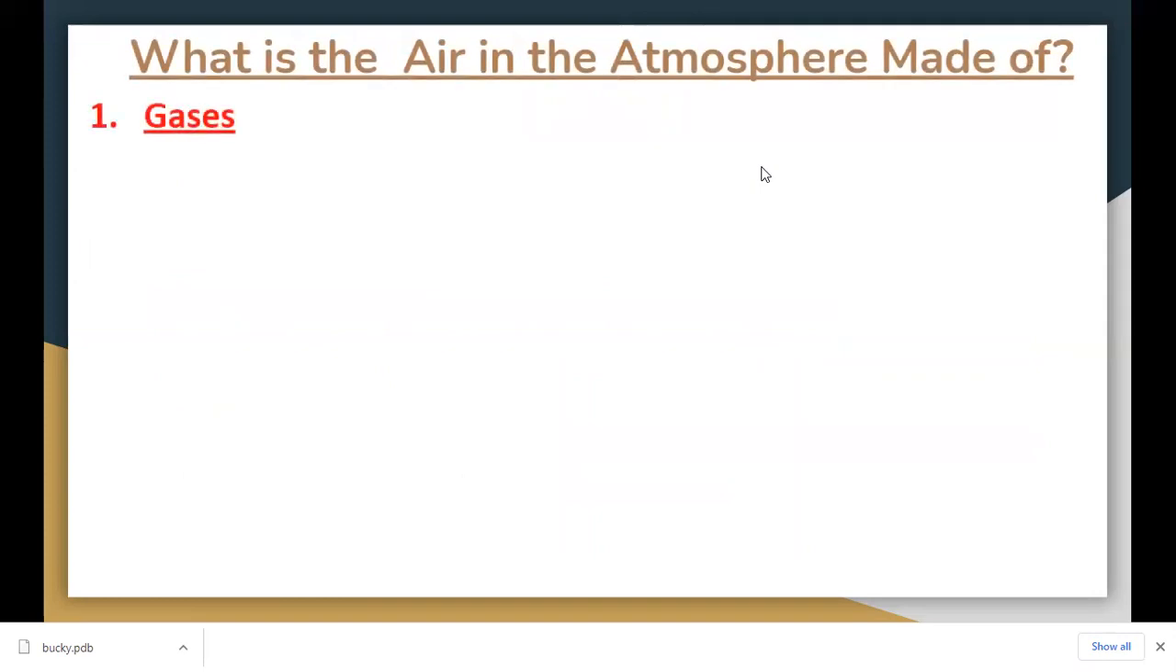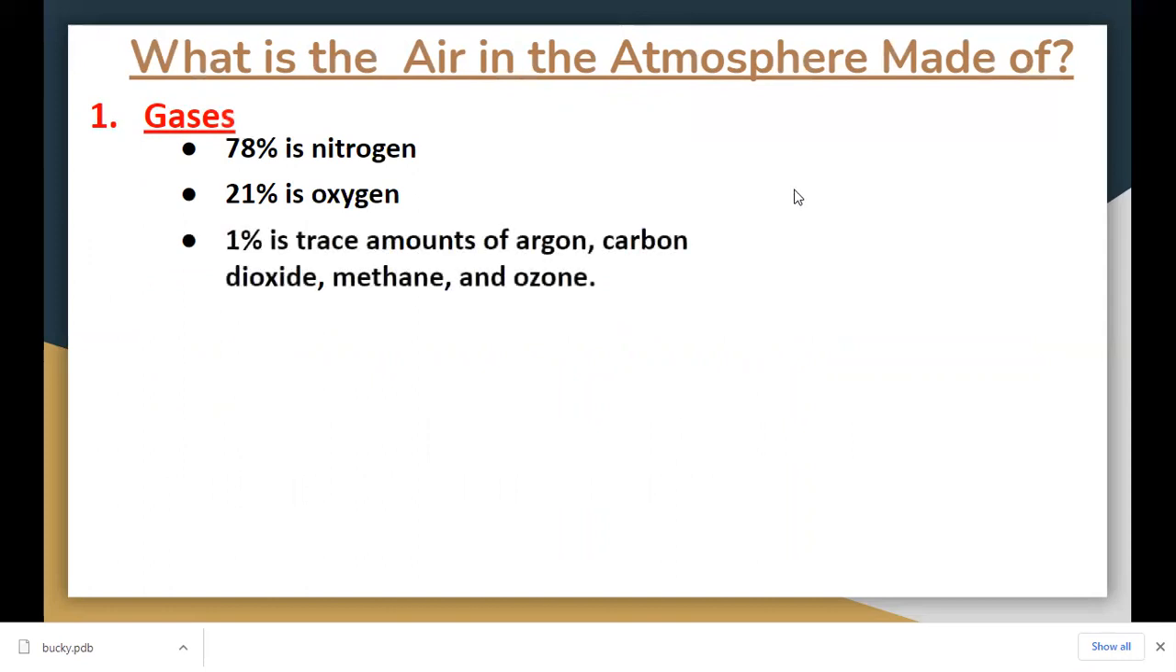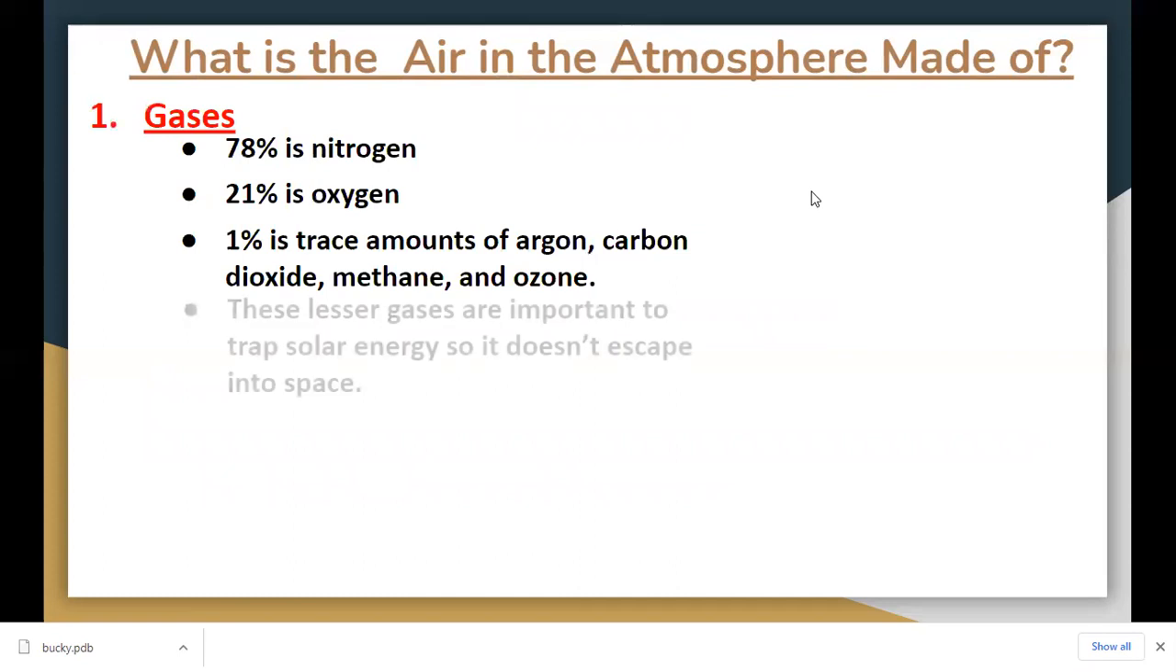What is the air in the atmosphere made of? Well, it's made of gases. The two main gases are nitrogen and oxygen. Nitrogen is 78% of the gas in the atmosphere, and oxygen is 21%. And then the remaining teeny tiny 1% is just teeny tiny amounts of argon, carbon dioxide, methane, and ozone. But those are important gases as well. We'll explain that in a little bit.